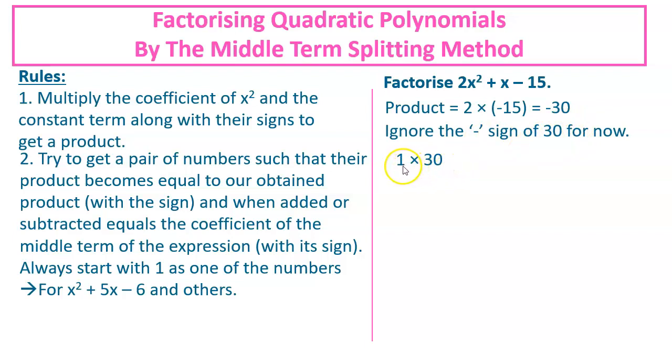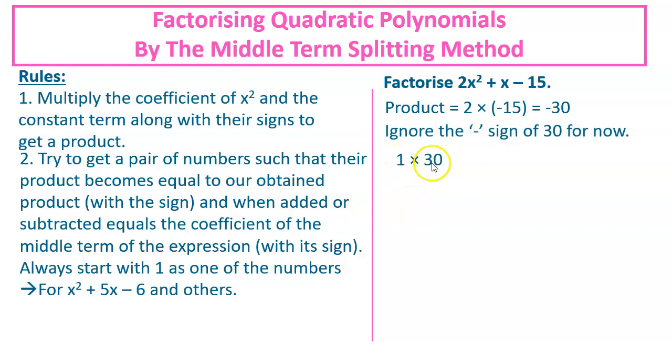And next we will be attaching the minus sign to any of these two numbers, or to both the numbers, and we will be trying to add or subtract the numbers to get a plus 1. If we take minus 1 and plus 30 and add them, we get plus 29, not plus 1. But minus 1 times 30 is minus 30. The product is minus 30, but the addition is not giving us a plus 1.